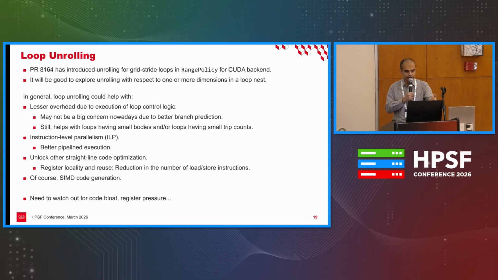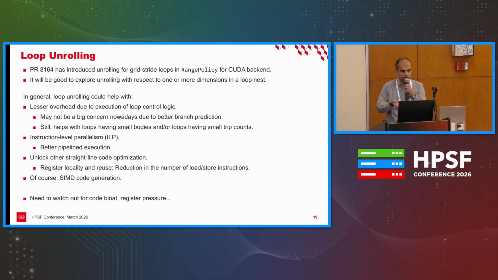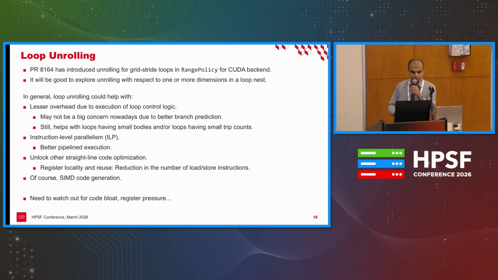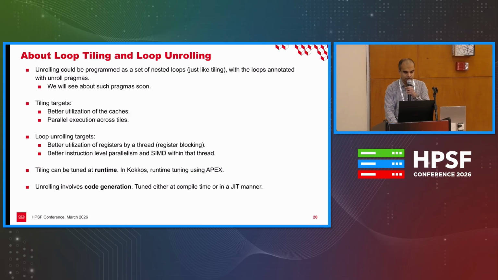There is a PR from a few months ago which introduced unrolling for grid stride loops for range policy for the CUDA backend. It would be good to explore the same kind of unrolling in the context of unrolling individual dimensions in the nested for loop. In general, we know that loop unrolling can be useful in many ways: it improves instruction level parallelism, it can reduce the number of loads and stores, and of course it improves SIMD code generation. But there are things you have to keep in mind about resource utilization.